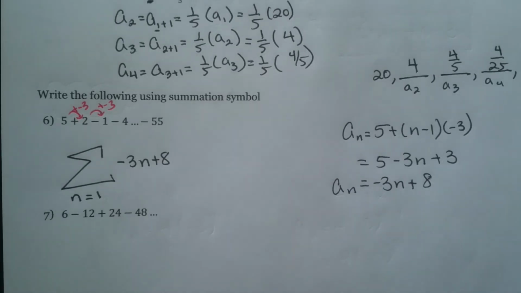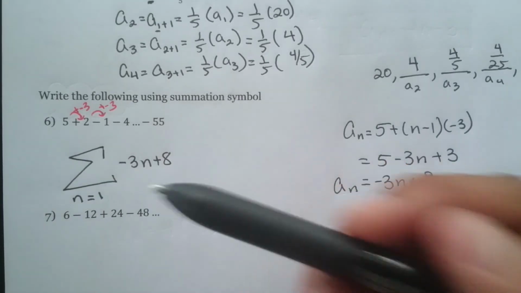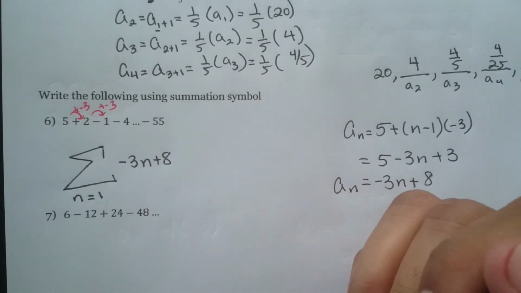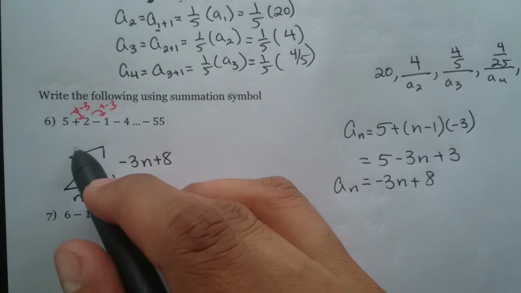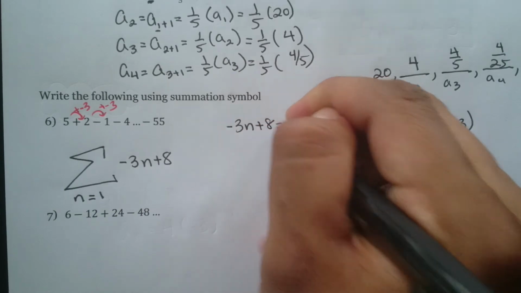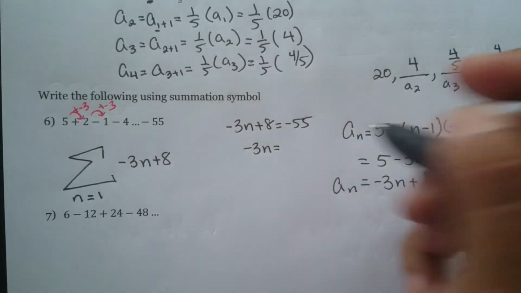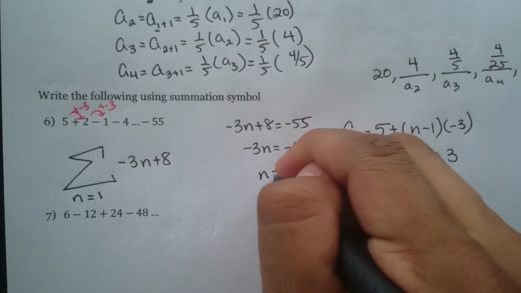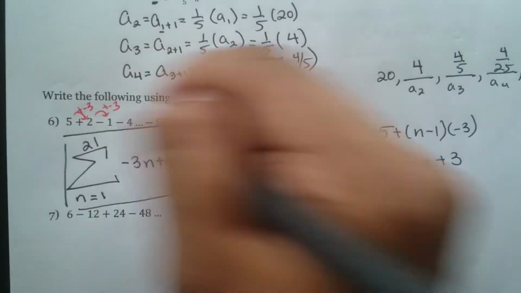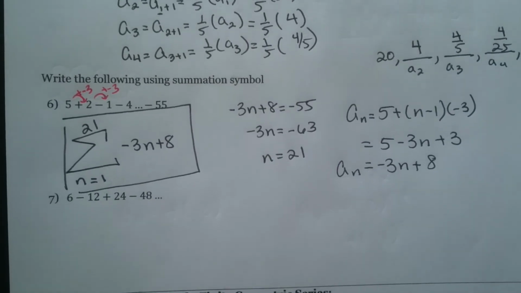Then, again, some people might still be plugging in this last number. You're going to tell me that's 55 or negative 55, and that doesn't make sense. You cannot go 1, 2, 3, 4, 5, 6 all the way to negative 55. You need to be able to plug in this top number to get the last term. So I need to set this equation equal to negative 55. When you do that, you subtract the 8 on both sides and end up getting that n is 21. Now, is 21 anywhere in that series? No, but that is the number that you plug in to get the last term. That's what's very important.